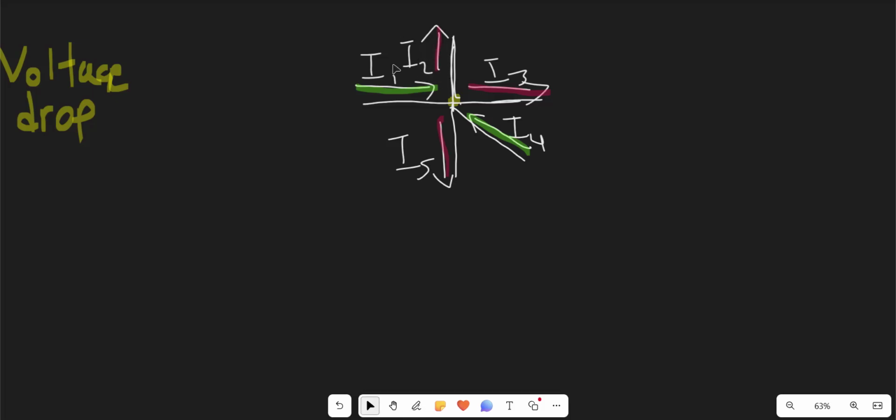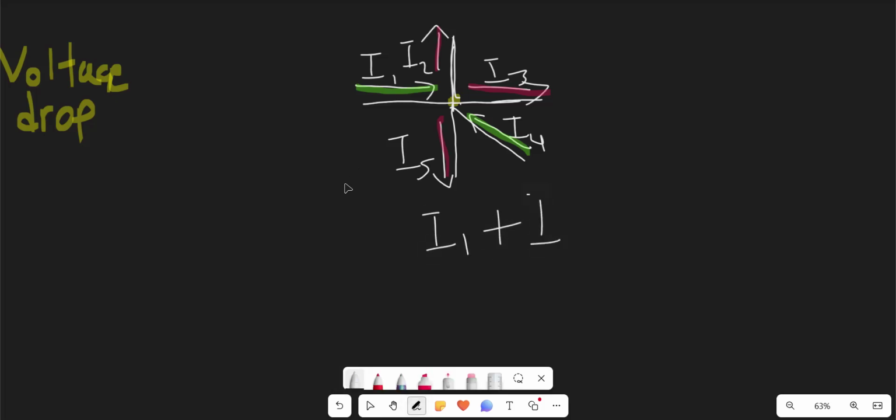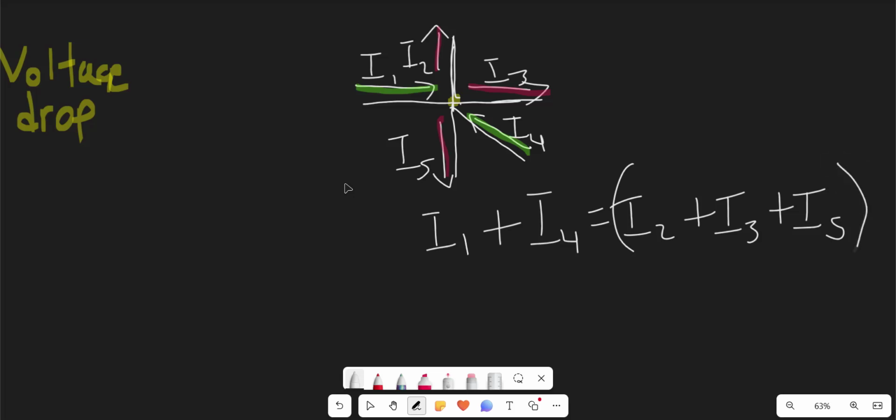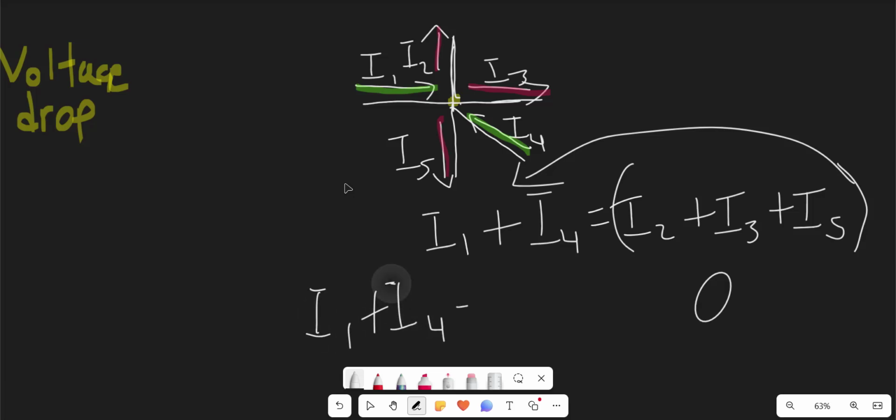So the sum of all the green currents is equal to the red current, basically is what this is saying. So I1 plus I4 is equal to I2 plus I3 plus I5. And if you want to, you could also wrap all these in parentheses, and if we were to move all this over to the other side, then this side will be 0, and this will be I1 plus I4 minus I2 minus I3 minus I5 is equal to 0.